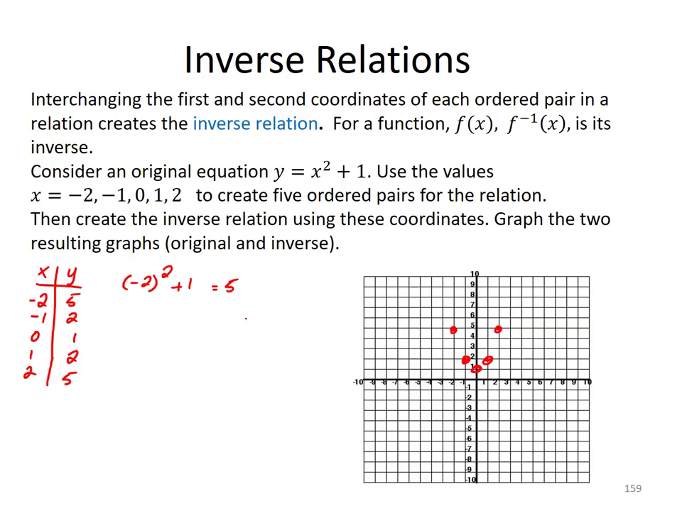Now my inverse relation will be interchanging the x and y, as we said. So that would be a table of y then x, and that would be interchanging those. I would have 5, negative 2, 2, negative 1, 1, 0, 2, 1, and 5, 2.